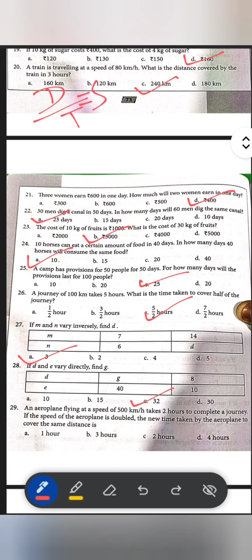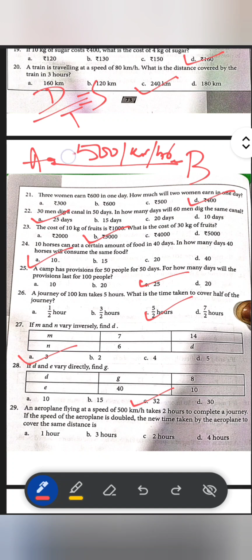So here it is about speed and time, but the journey from A to B is constant. That means a flight starts from A and lands at B, which is constant. At first the speed is 500 km per hour, but now it is increased to 1000 kilometers per hour. What is constant here? The distance from A to B is constant.